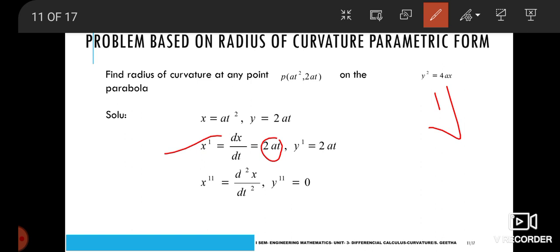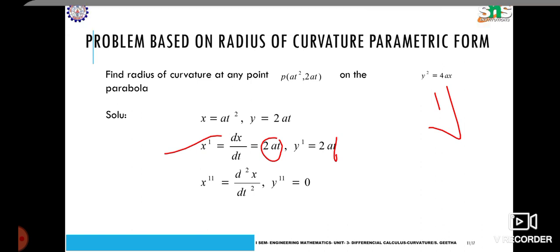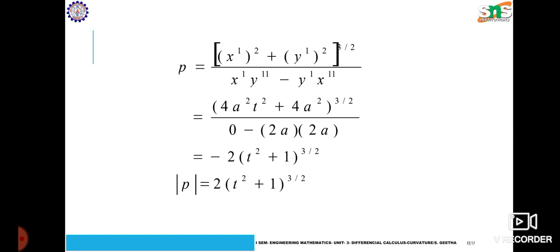Then what we have to do is y dash. In y dash you will get 2a. In y double dash you will get 0. After we get all those values, we just have to substitute them in the formula. Then we have to find the final value.